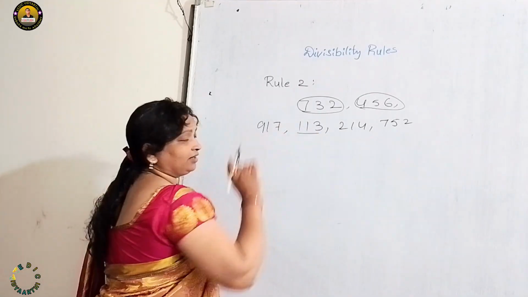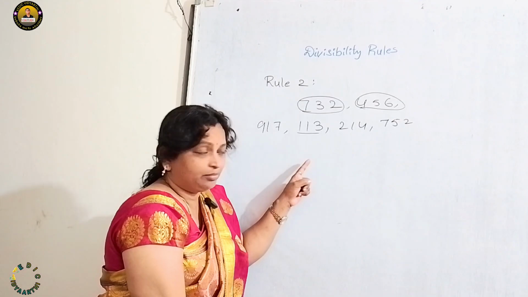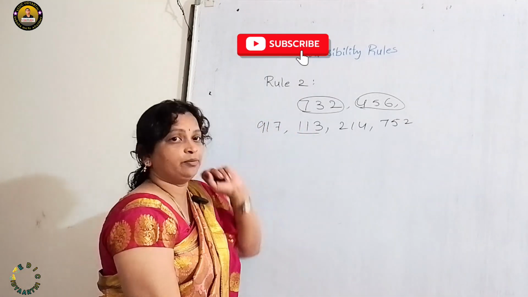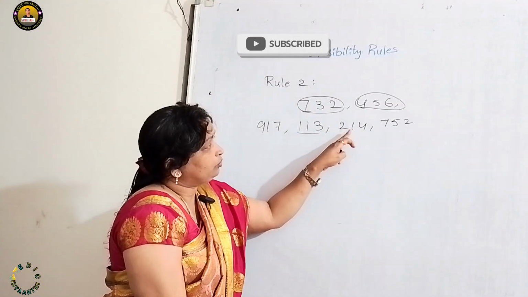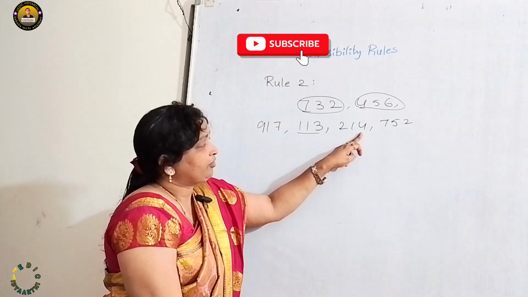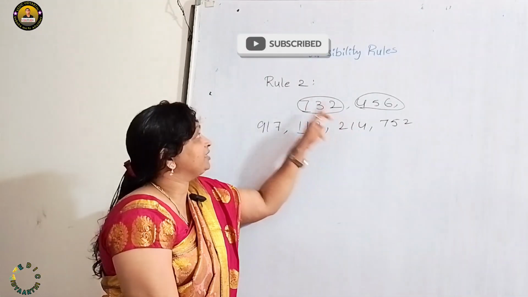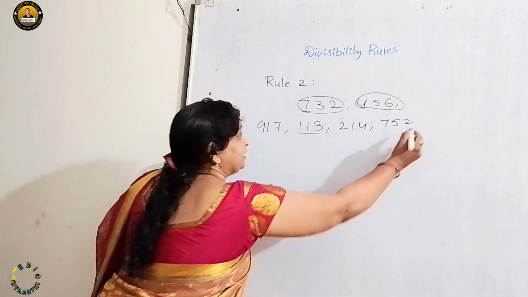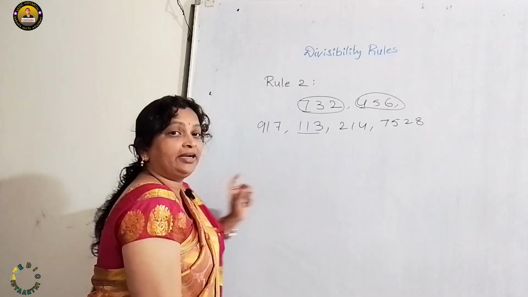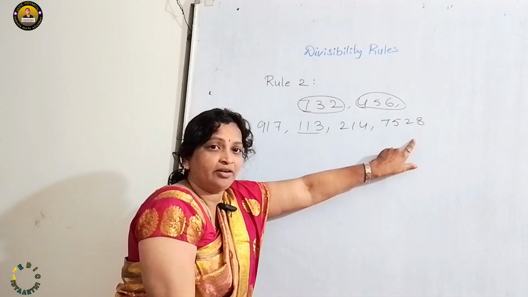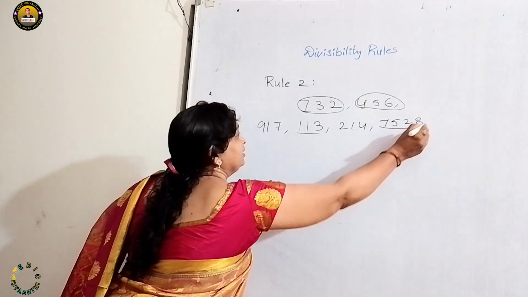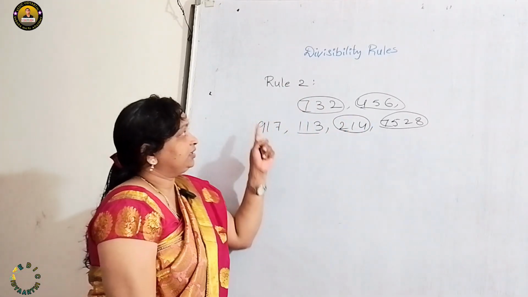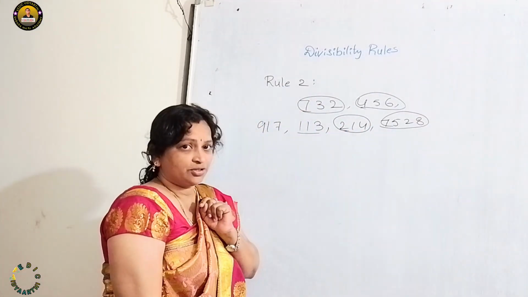Next, 113. 113 is an odd number. The last digit is an odd number, so 113 is not divisible by 2. Next, 214. 214 is also an even number, so it is divisible by 2. Next, 752. If I take 2 also in the units place, 2 is an even number, so 752 is an even number, so it is divisible by 2. These are the examples of rule by 2.